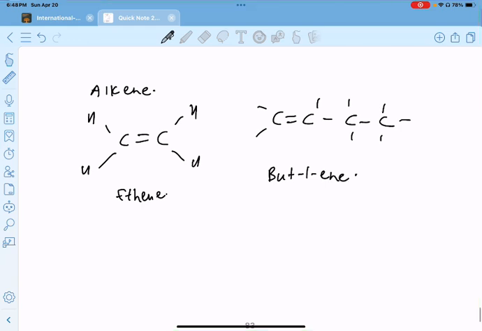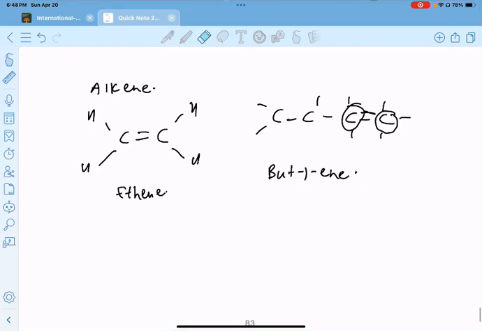Now, what's the alternative? If this carbon double bond wasn't here, and it was here, this is the second carbon and the third carbon, so that would be but-2-ene. Alternatively, if it is here, this is the first carbon atom, and this is the second carbon atom. You take it from the lower side, so this will be but-1-ene again. That's important to note.